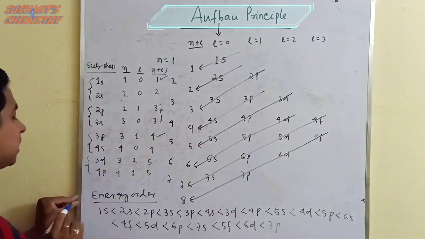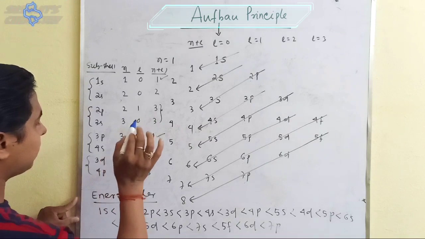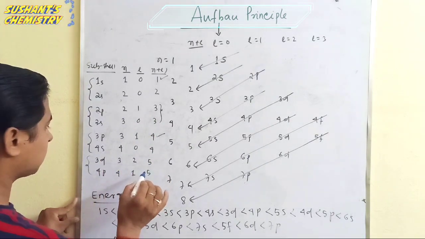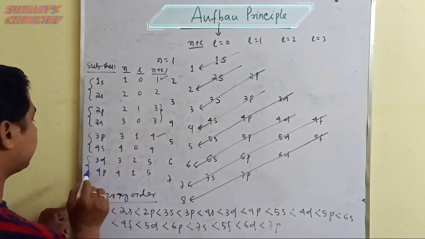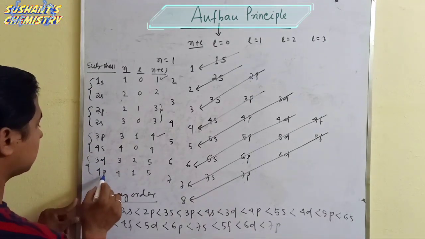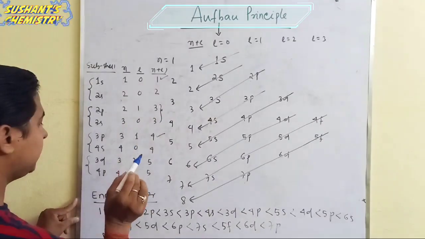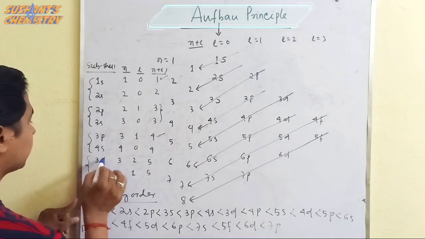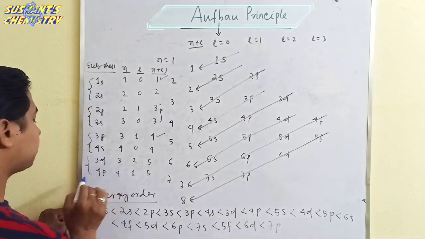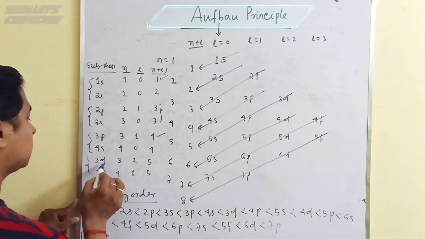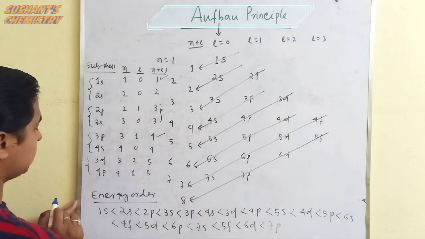Similarly, for 3d and 4p, the value of n plus l is equal to 5. But according to the n plus l rule, of two or more subshells having the same n plus l value, the subshell with the lowest value of n has the lowest energy and is filled first. That means the energy of the 3d subshell is lower than the 4p subshell. Therefore, the 3d subshell gets electrons before the 4p subshell.